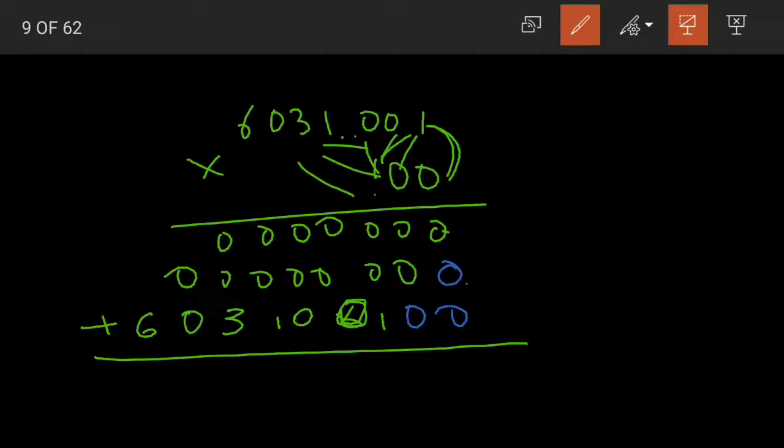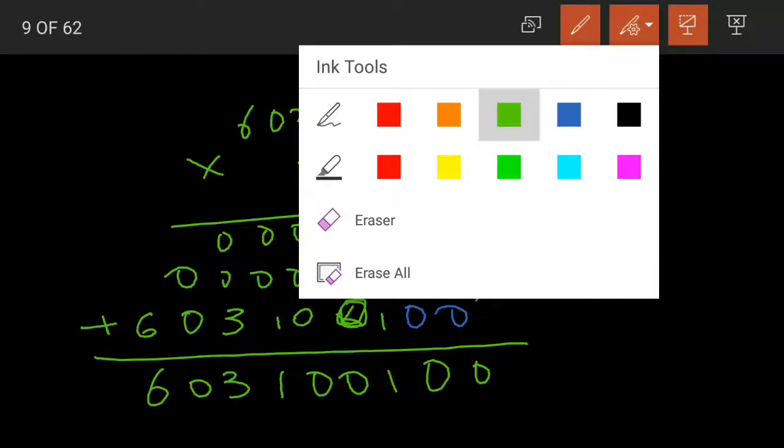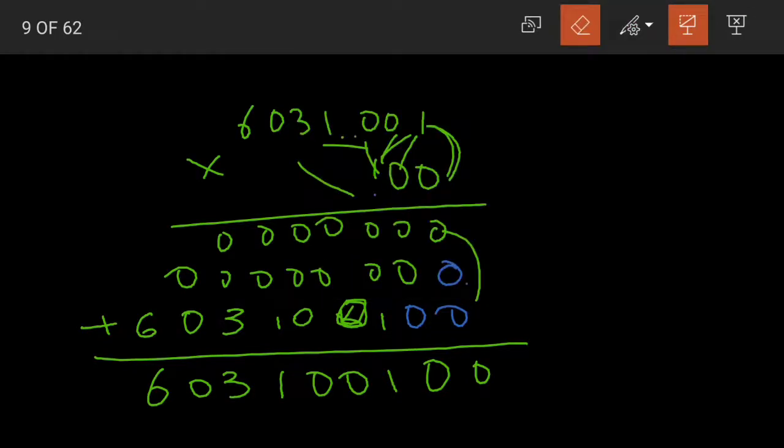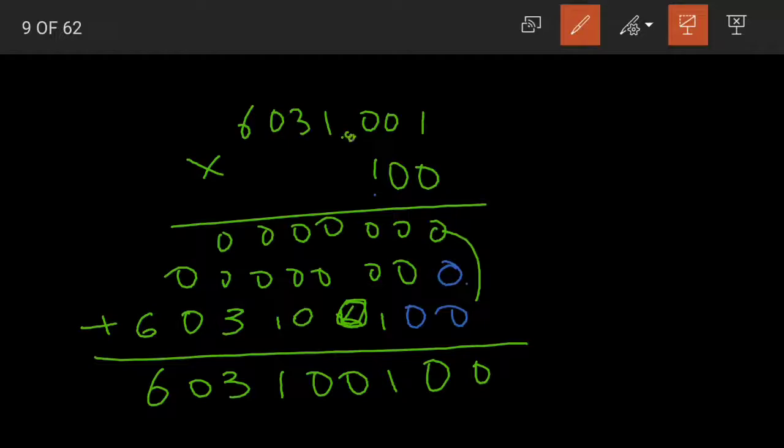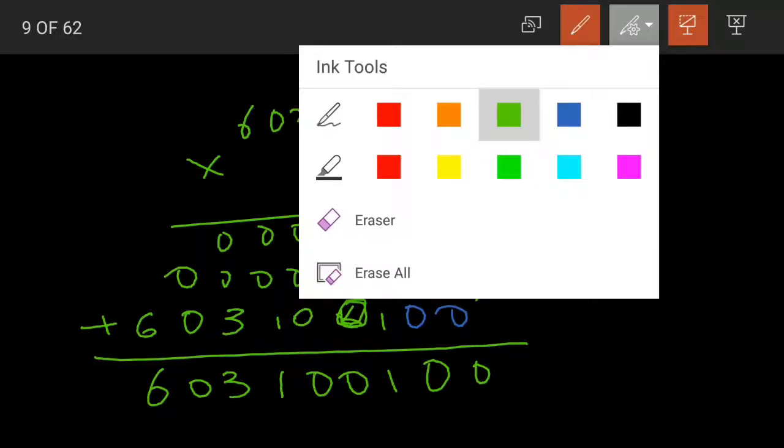Let us add and see all the digits: 0, 1, 0, 0, 1, 3, 6, 0, 6. So this is our product. Yes, this is our product of the given two numbers. But what are we missing here? We have to consider the fact that there is a decimal number here. It is having a decimal point.